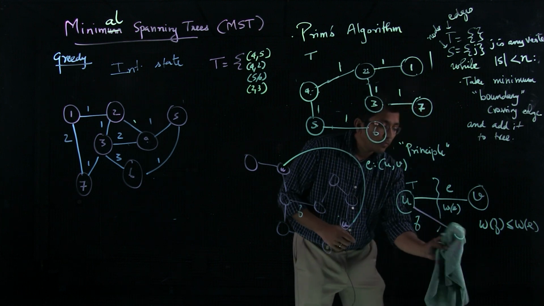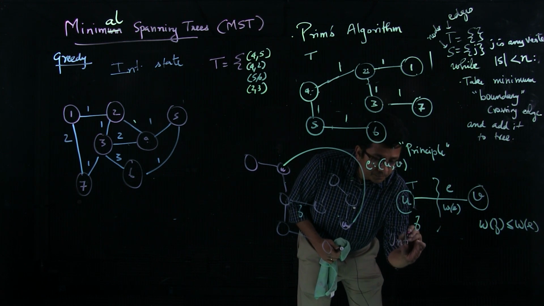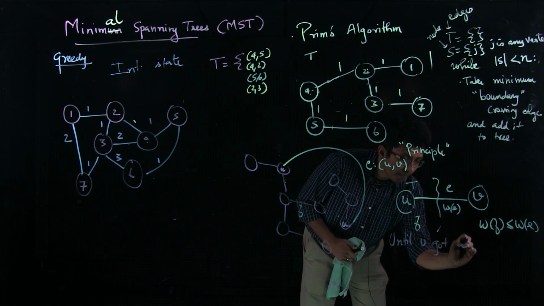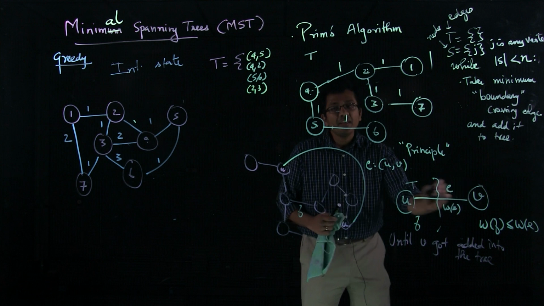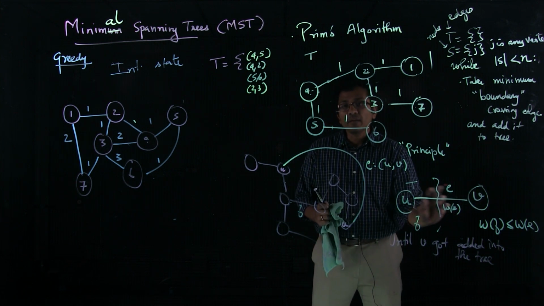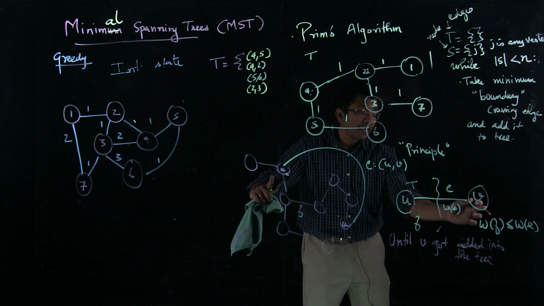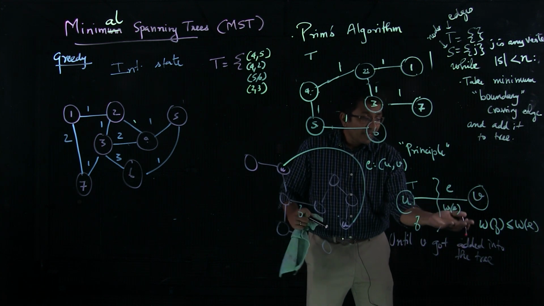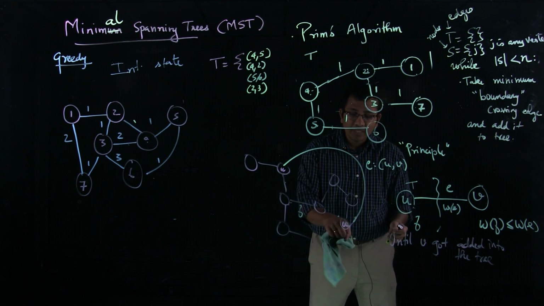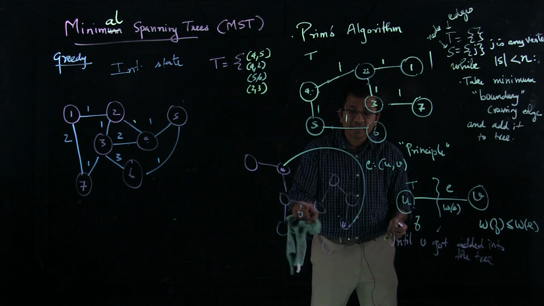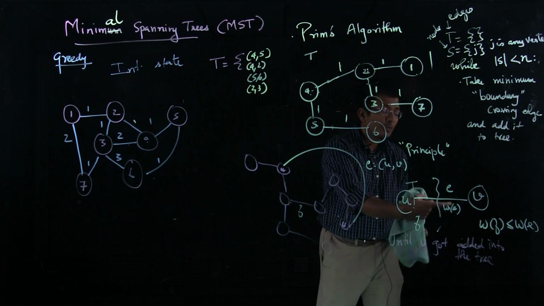So what are the events? Until v got added into the tree, this edge was boundary crossing. The edge from u to v, which was not in the tree, is boundary crossing, which means that every other edge that got added until then had a weight which was less than or equal to that of e, which means that all of these edges which had to be boundary crossing at some point or another until v got added, must have been of weight less than or equal to the weight of e.